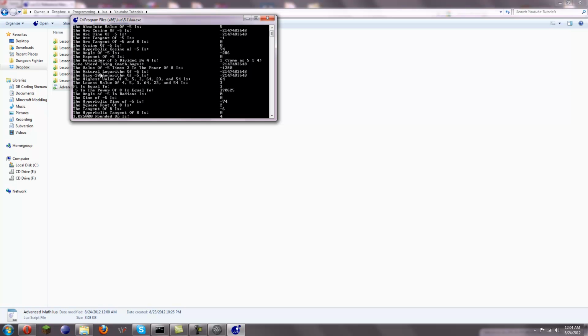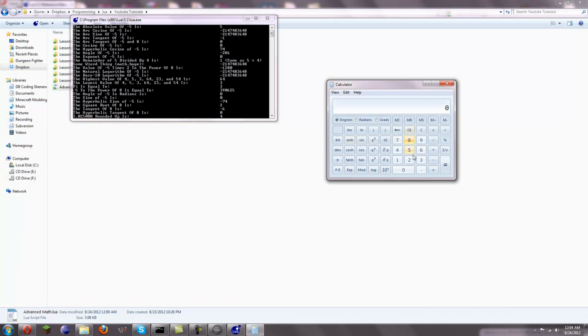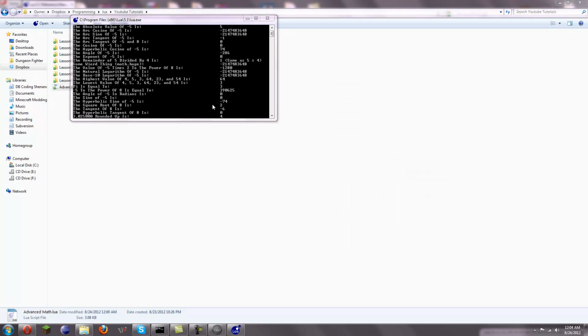And then we've got the value of -5 times 2 to the power of 8, which is -1280, which is 2 to the power of 8, aka 16, I believe. No, it's 256. Stupid me. I don't know why I thought 16. It's 256. I should have known that. 256 times -5 is that.